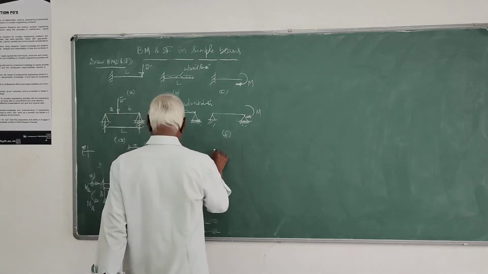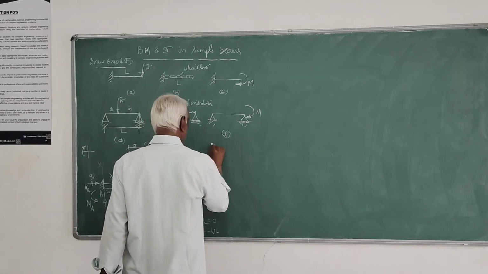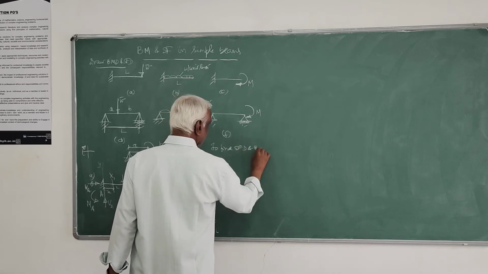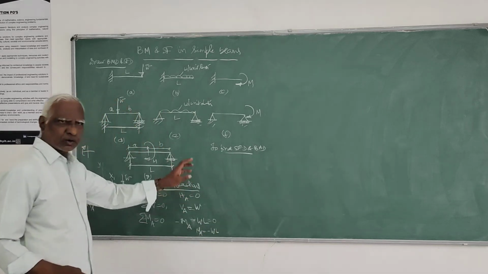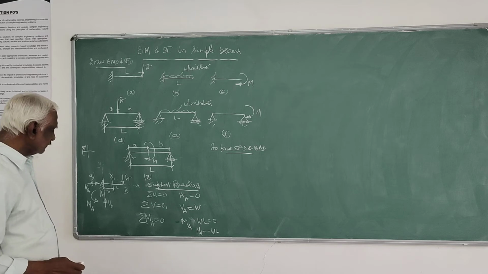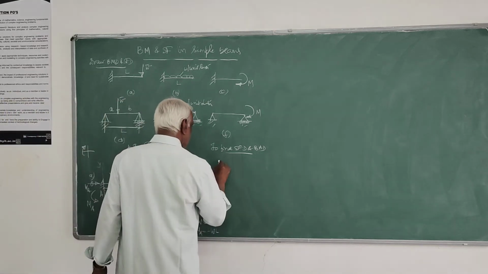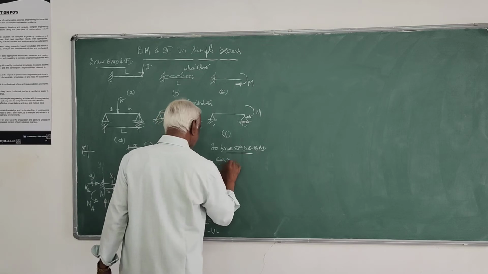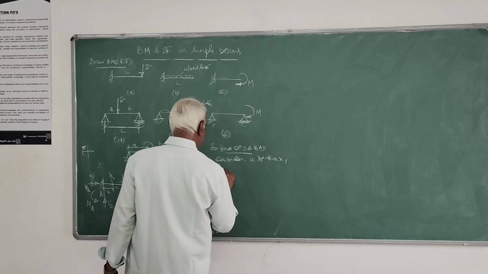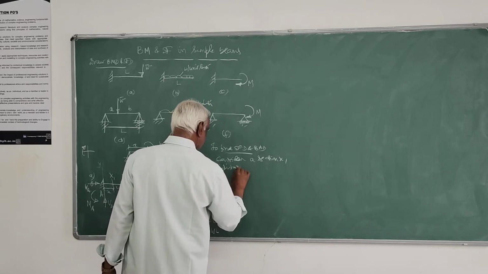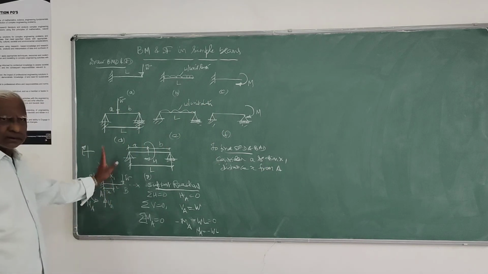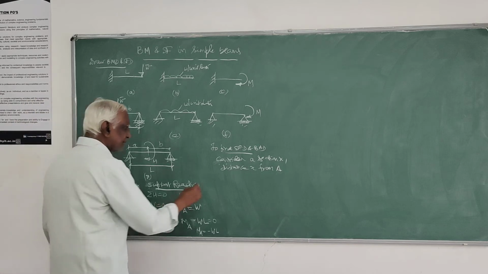Therefore, once you find the support reaction, you can find the SFD and BMD. Consider a section x1, at distance x from A. Only one section is enough; write the equation.